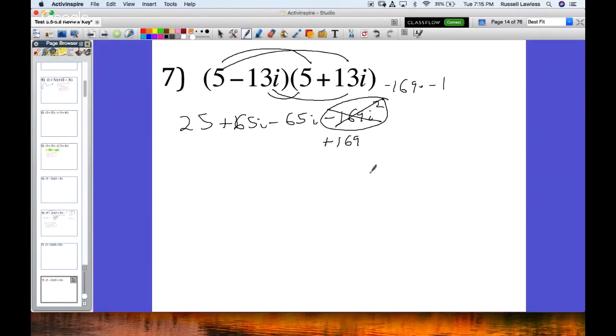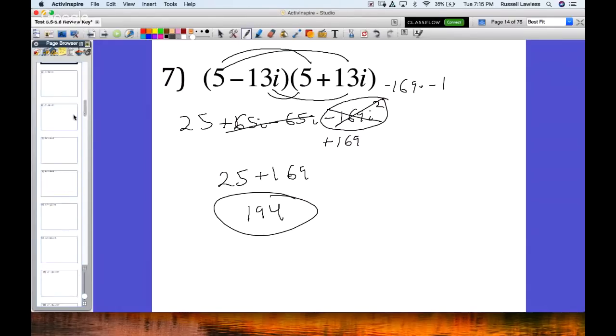From there, you're going to combine your like terms. Well, here's the neat thing. This 65i and negative 65i just cancel. So we're really just looking at 25 plus 169, which is 194. That pretty much concludes imaginary numbers.